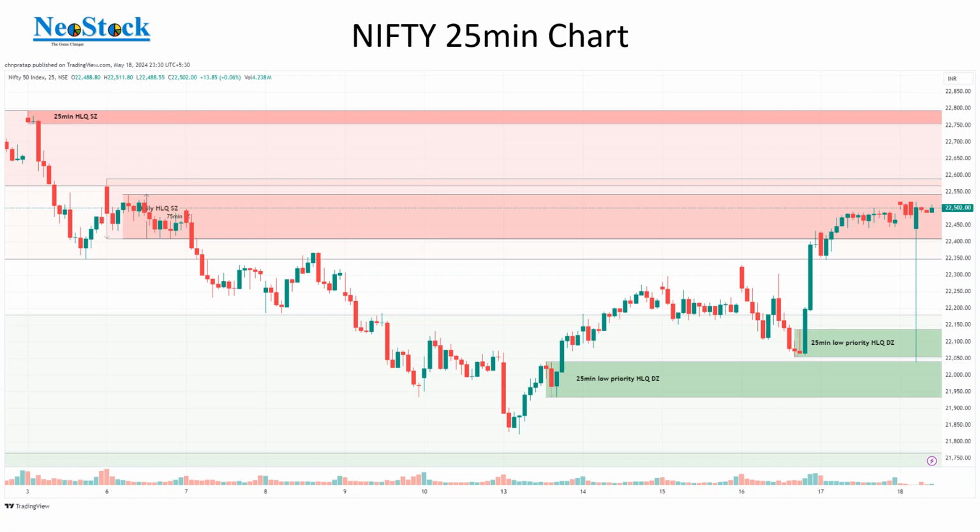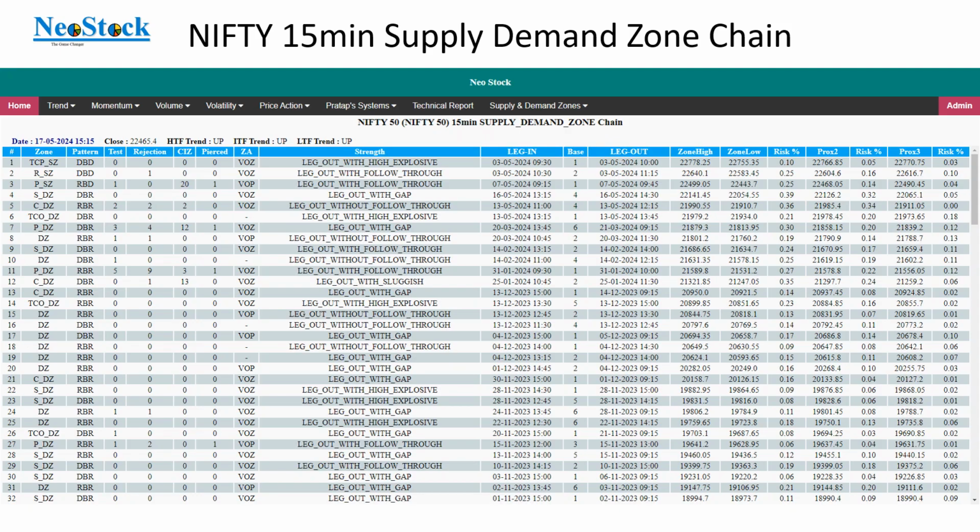Now let's move on to the 15 minutes time frame. All these are 15 minutes supply demand zones. Here we have a high liquidity supply zone. We have one more high liquidity supply zone. You have a high liquidity demand zone. You have one more high liquidity demand zone. Let us draw them. And at present the 15 minutes trend is uptrend.